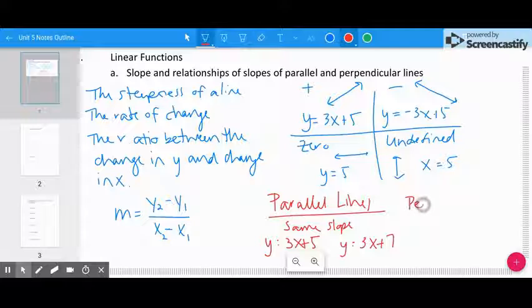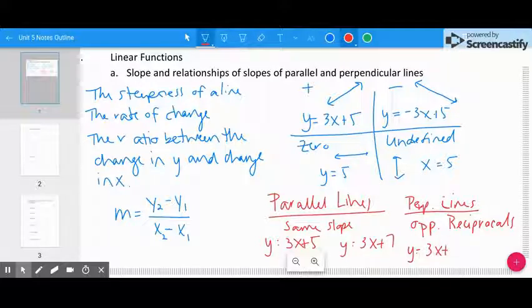Perpendicular then, the relationship between the slopes here is that they are opposite reciprocals. And what exactly does that mean? Well, that means if one equation is, again, let's just say y equals 3x plus 5, we've used that a couple times now, then the other one would be y equals negative, and then flip it, 1/3 x plus anything. We'll keep the plus 7 the same.